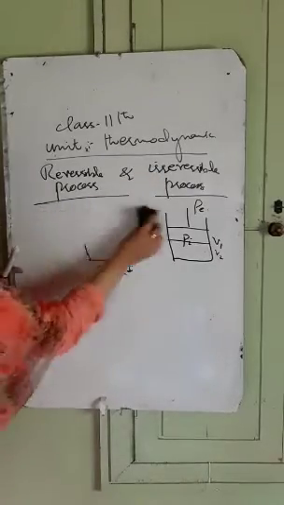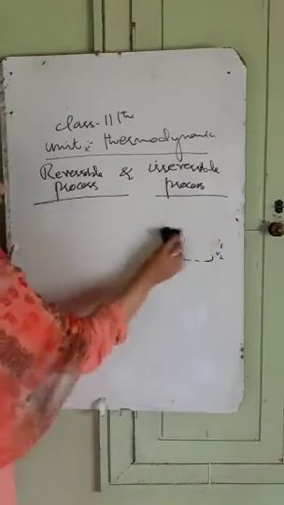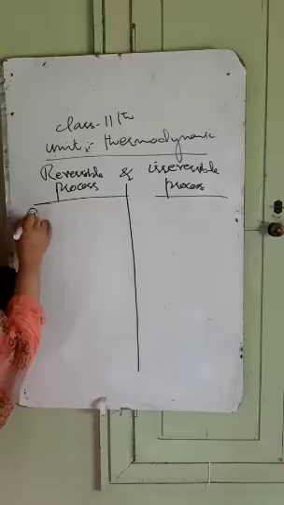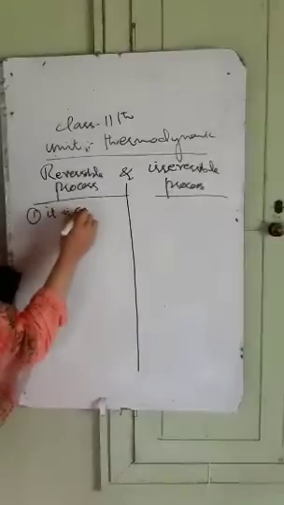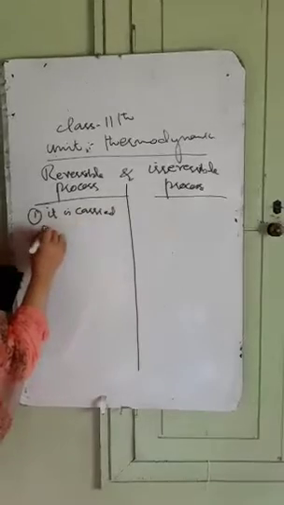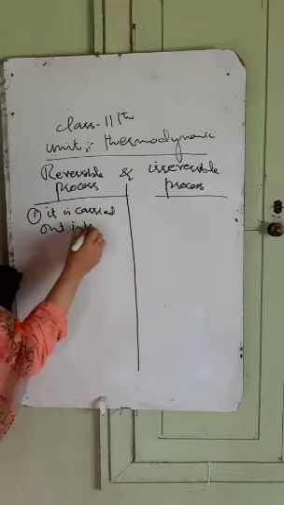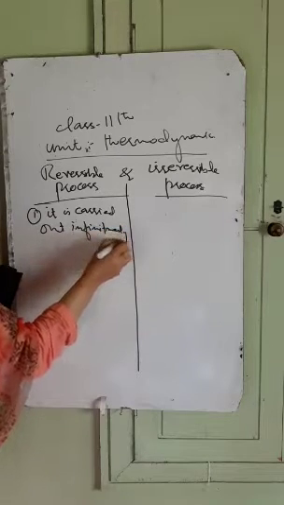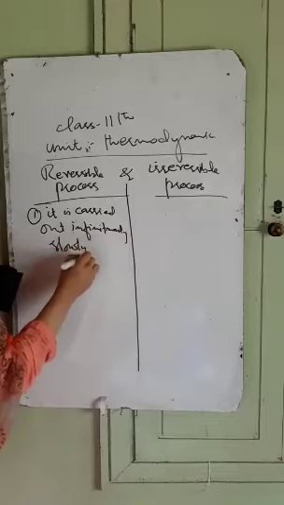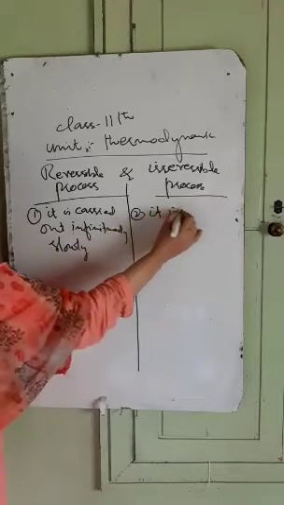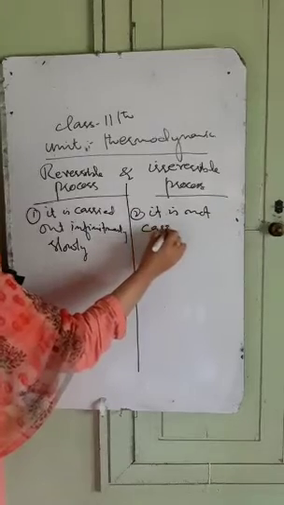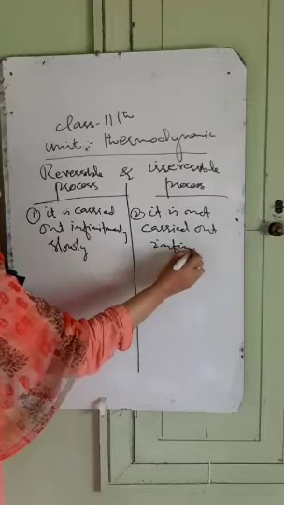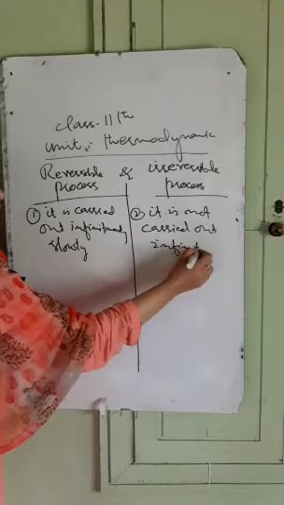So we have reversible and irreversible processes. Reversible process is carried out infinitesimally slowly. It is not carried out infinitesimally slowly.